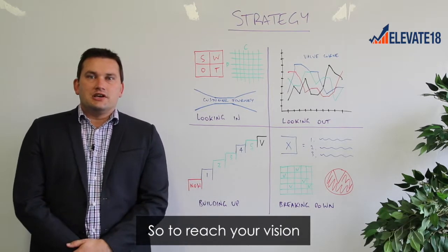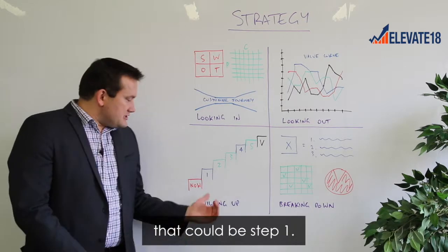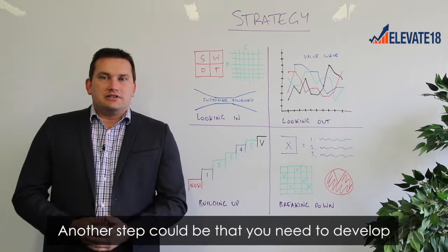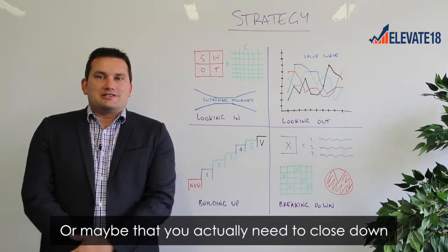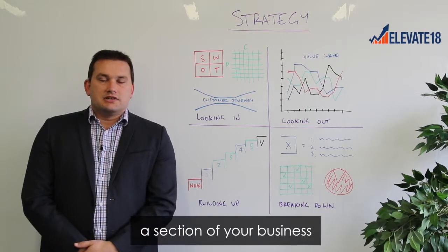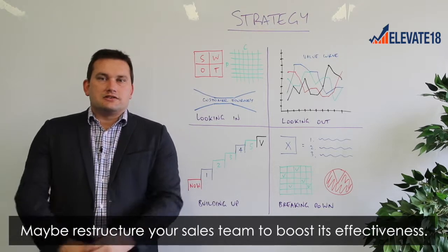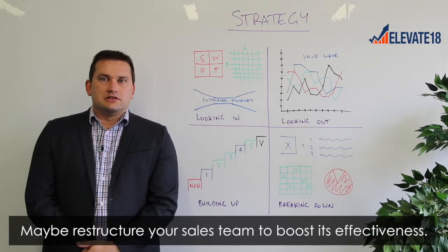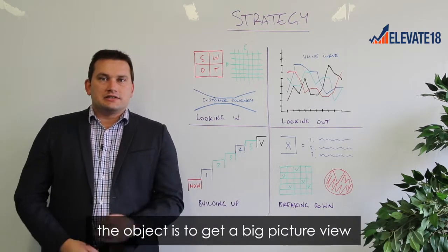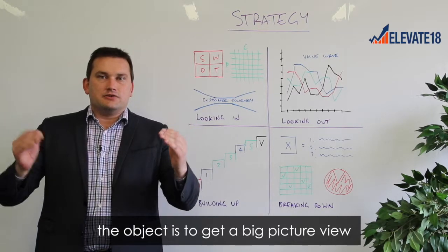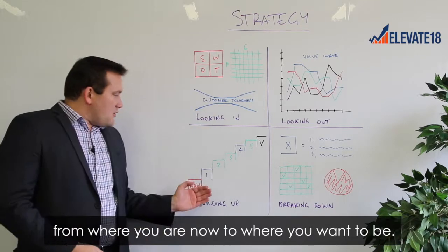So to reach your vision, you might determine that you need to expand into another geographic territory or region. That could be step 1. Another step could be that you need to develop a service division perhaps for your equipment sales. Or maybe you actually need to close down a section of your business to focus on the sections that provide value. Maybe restructure your sales team to boost its effectiveness. Whatever these steps are, and they will vary wildly from business to business, the object is to get a big picture view of the 5 or 6 strategic planks that will get you from where you are now to where you want to be.